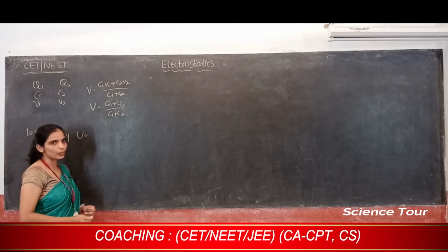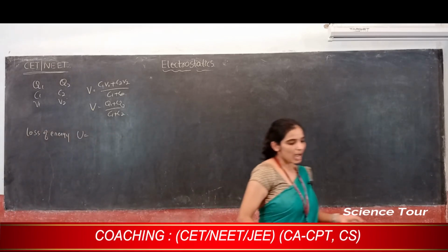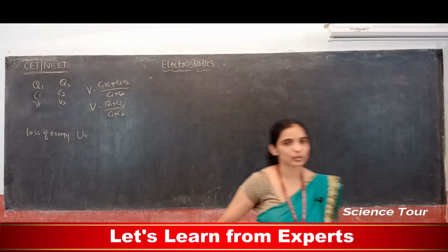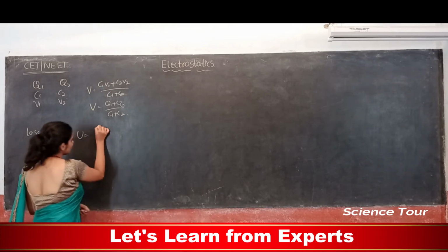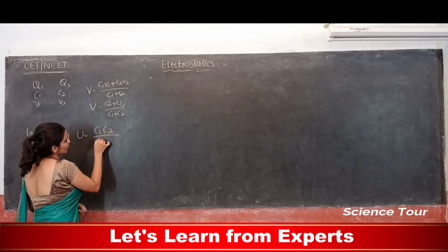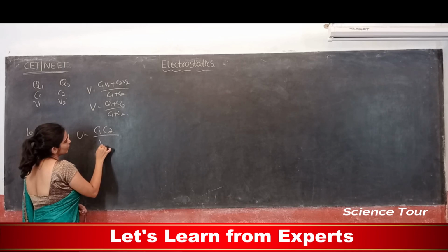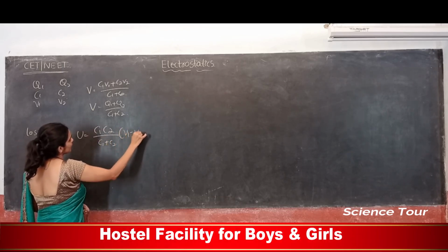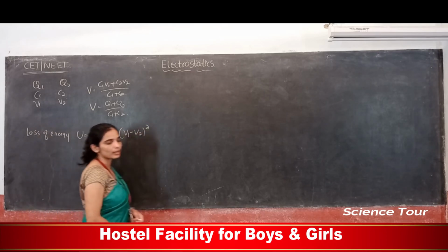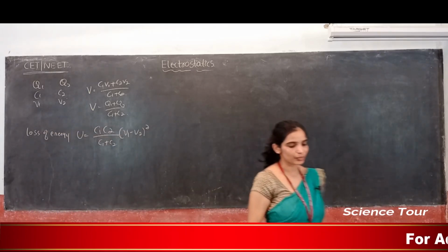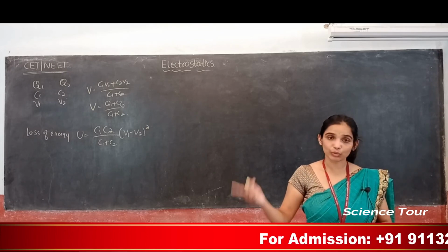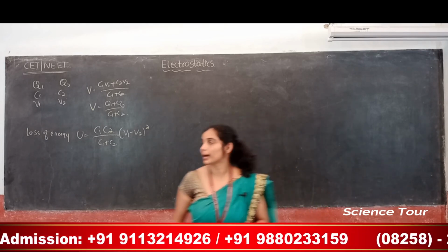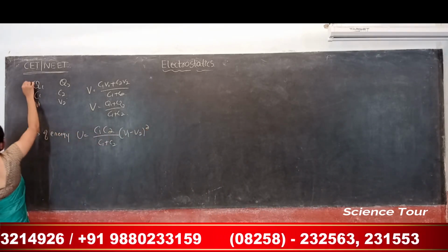delta U is equal to, what is the amount of energy lost? Half C1 C2 by C1 plus C2 into V1 minus V2 whole square. Now, if those two charges are unlike, one is plus, another one is minus. This was for like charges.